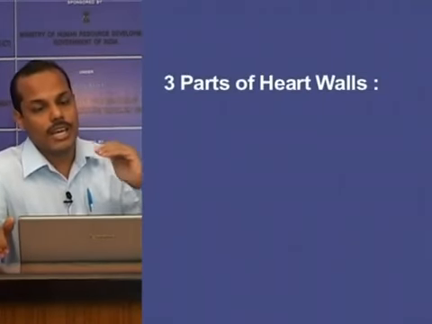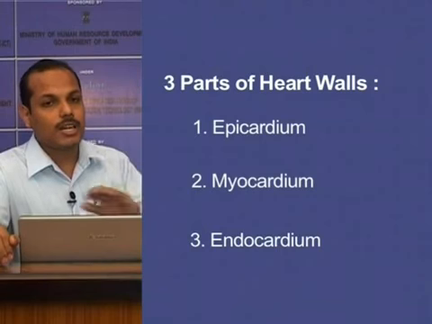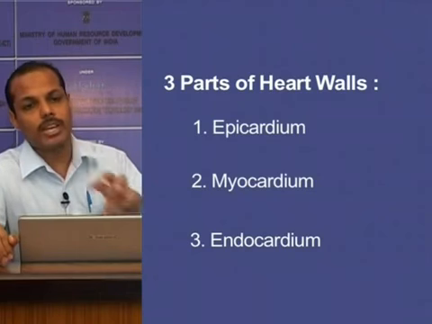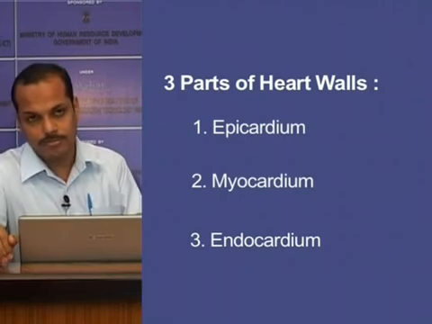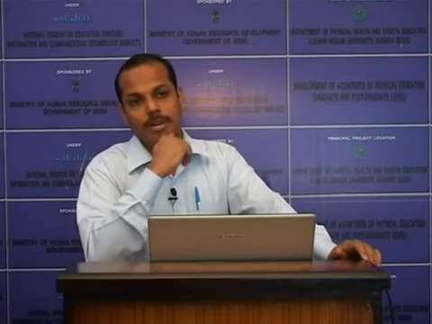Now, regarding the heart wall, it can be divided into three layers: an epicardium, a myocardium, and an endocardium. The epicardium is the most superficial, outer layer. The myocardium is the middle layer, where mainly muscles are situated, and the endocardium is the innermost layer of the heart. The epicardium is the visceral pericardium, which covers the heart. The second layer is the myocardium. It is the muscular wall of the heart, and the muscles are called cardiac muscle.